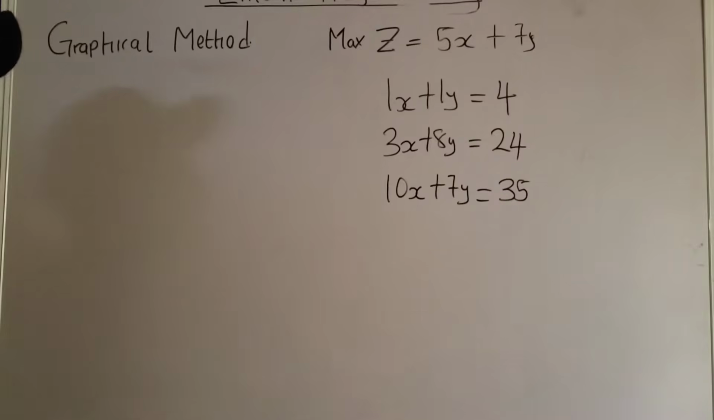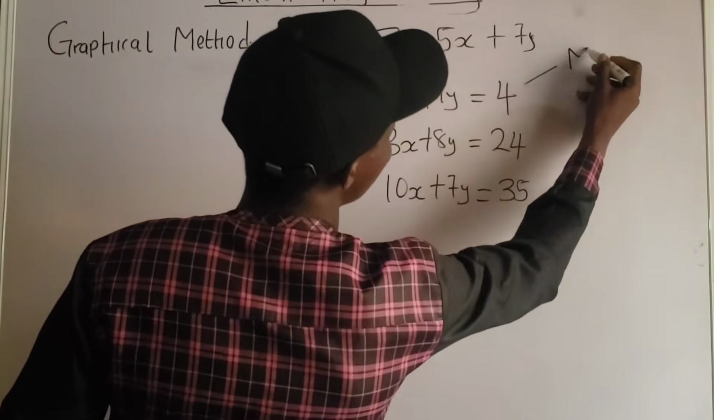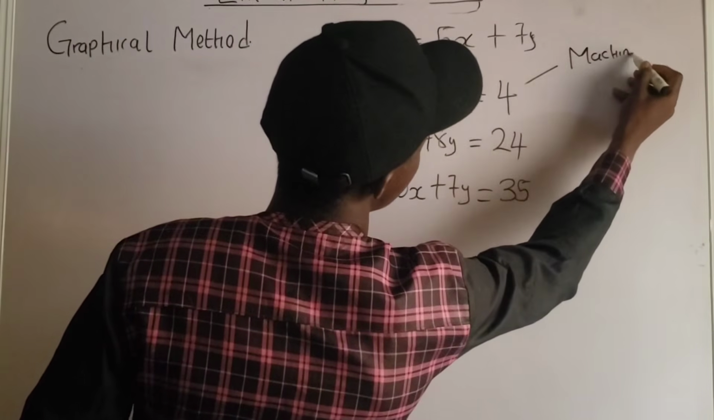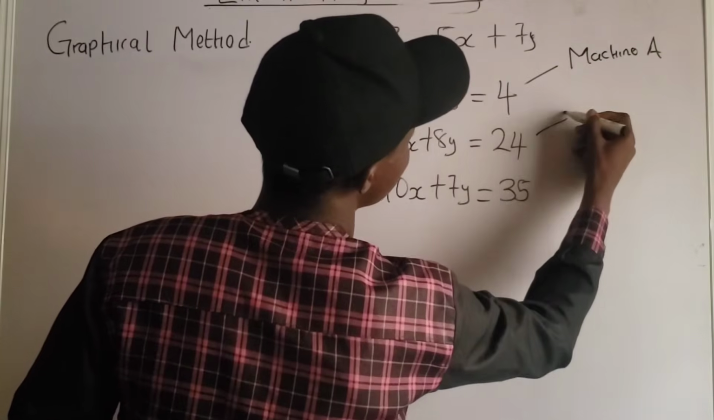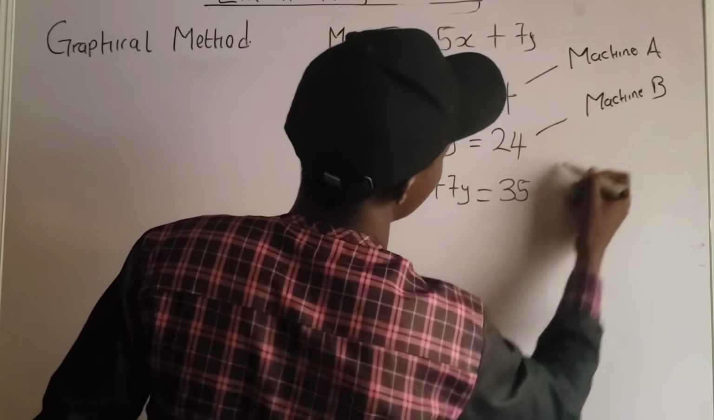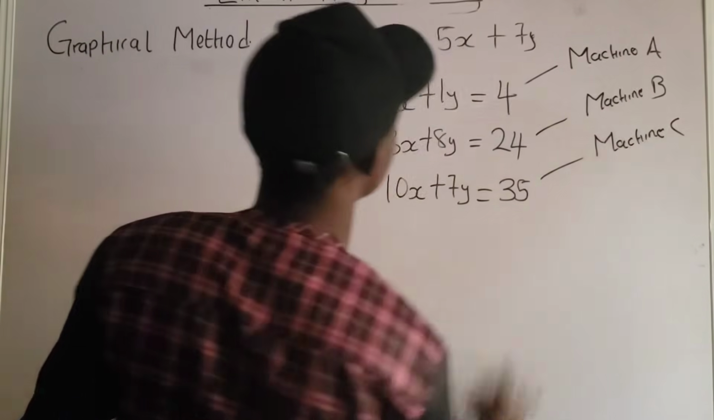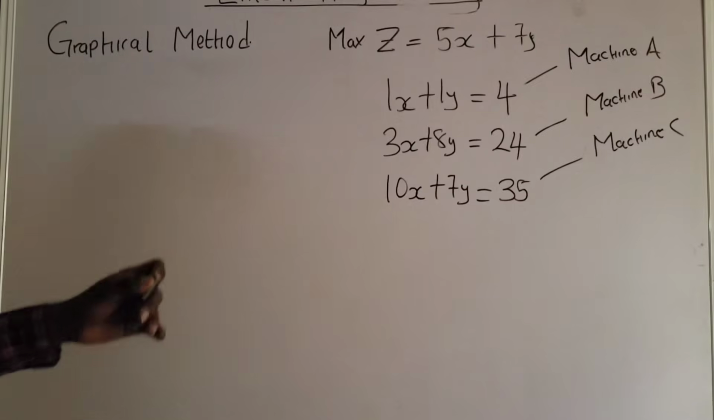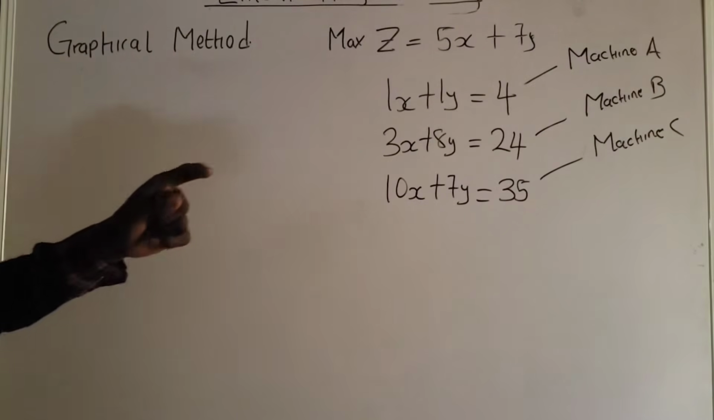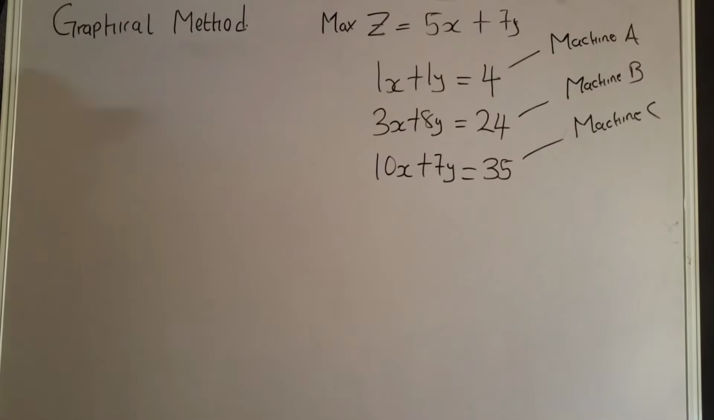Okay, don't forget that the problem is constrained by the machines. You get what I'm saying? So the first constraint is for machine A. You understand? Machine A. The second constraint is for machine B. Machine B. And the third constraint is what? Machine C. So now, before we can proceed with our solution, we have to find the zeros of each constraint. How do we find the zeros of each constraint?